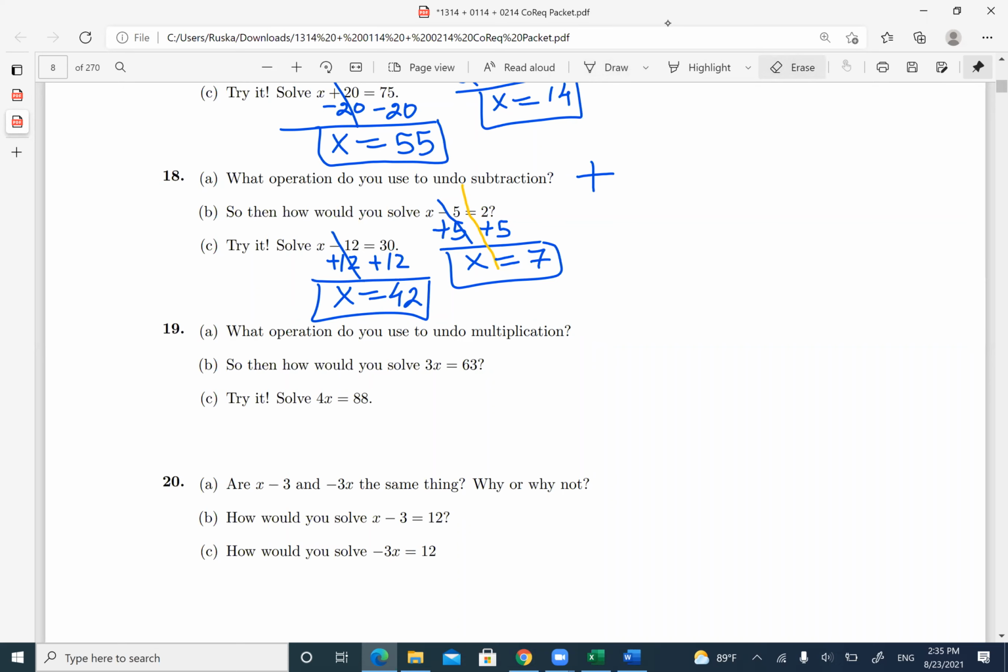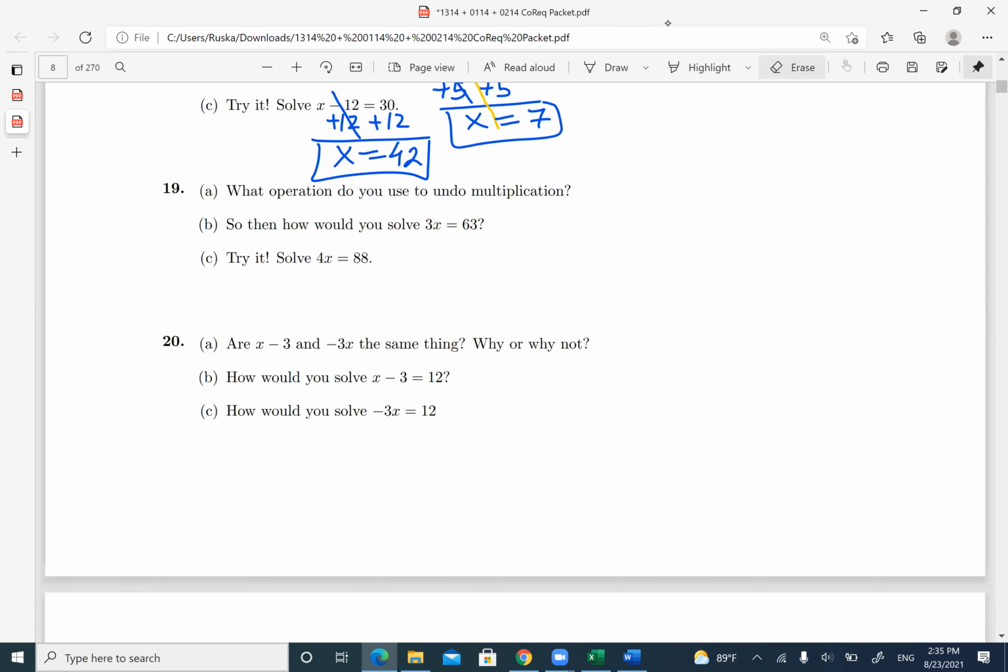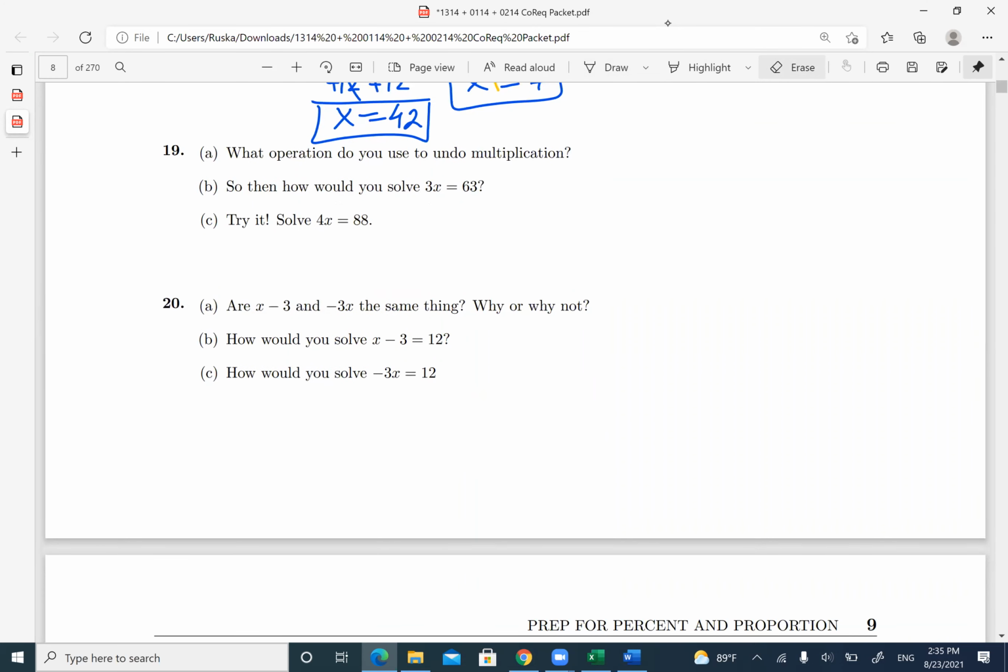Okay, so the next one, the opposite of multiplication is division. So I'm gonna divide. Now division can be with the divided sign. You can also use the fraction, divided by, right? So how do you solve 3x equals 63? Between 3 and x is multiplication, so you're gonna divide by 3 on both sides. Now 3 divided by 3 is going to be 1x equals 21, because 63 divided by 3 is 21.